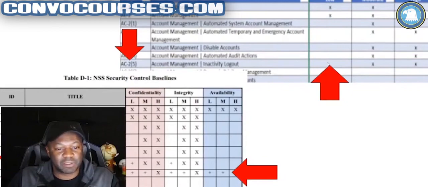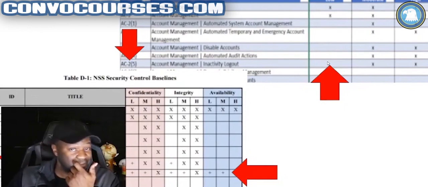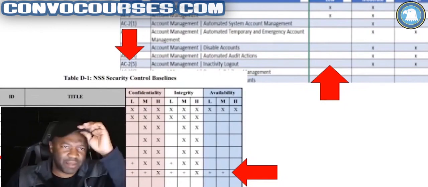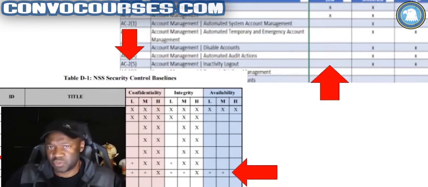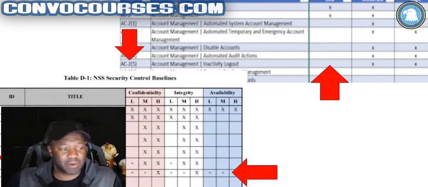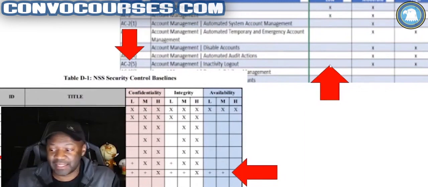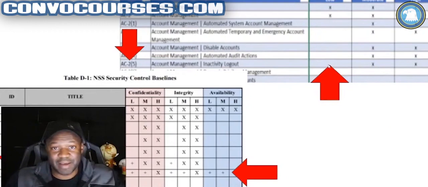And account management for low, if you had a low-level system, here's what this means. If you had a low-impact system, like say a web server where you put out information, it's not taking credit card information. It's not super important. It's just an information portal. If it goes down, that's fine. You just put it back up again in 2-3 days, whatever, right? It's a low-impact system. On a low-impact system, if it's NIST, AC-2(5), you don't have to do it. There's no X here. That means you don't have to worry about that particular control.